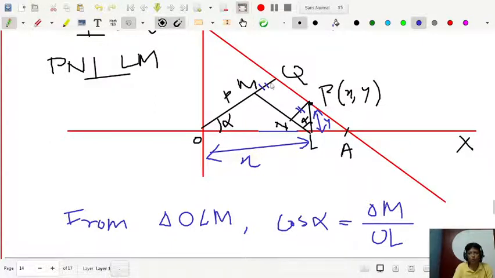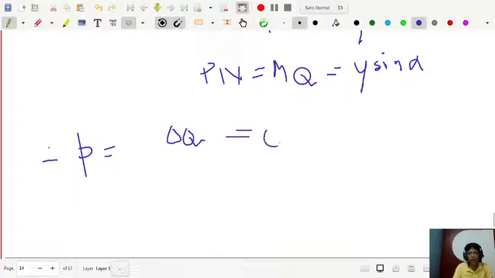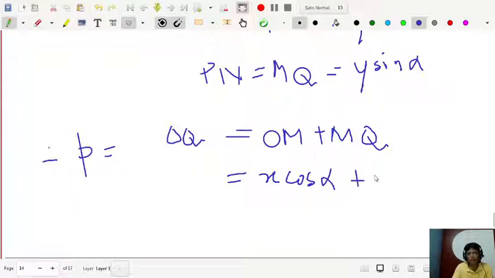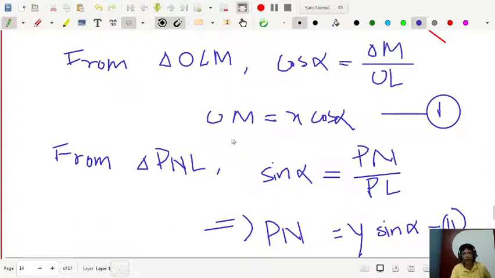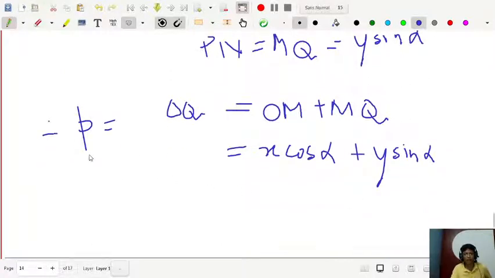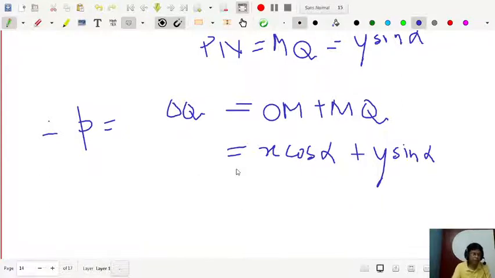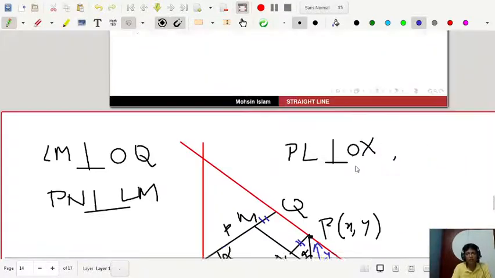Small p is this OQ. OQ is OM plus MQ, right? So OM plus MQ is x cos alpha plus y sine alpha. Clear? Because you have calculated OM as x cos alpha and MQ as y sine alpha. So it is proved that the length of the perpendicular is given by the required equation of the line, P equal to x cos alpha plus y sine alpha. So that was the proof.